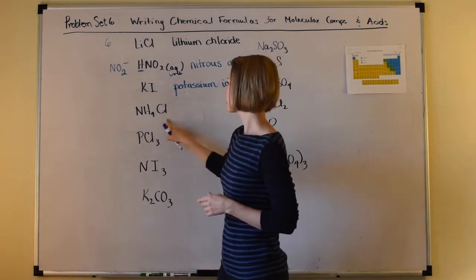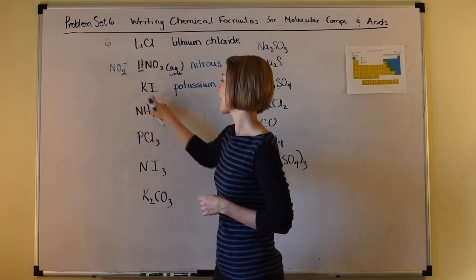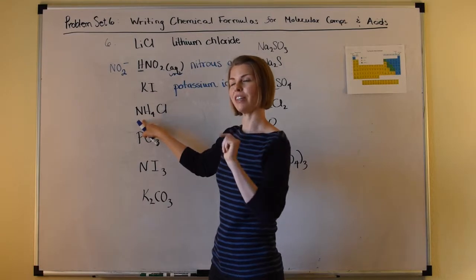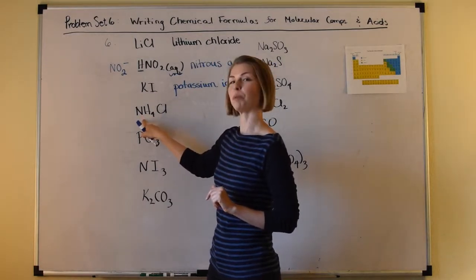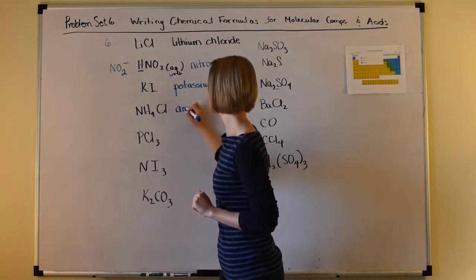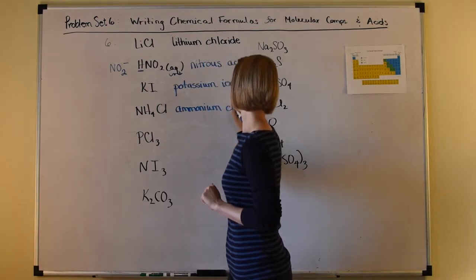All right, next, hopefully you recognize the ammonium polyatomic cation. And so that right away might give away that this is an ionic compound. So we know that this is a cation. We know that this is a polyatomic cation. So we're going to name this as ammonium chloride.